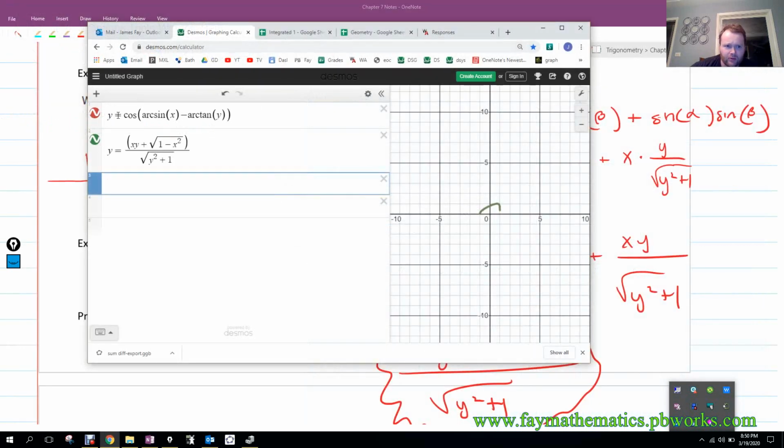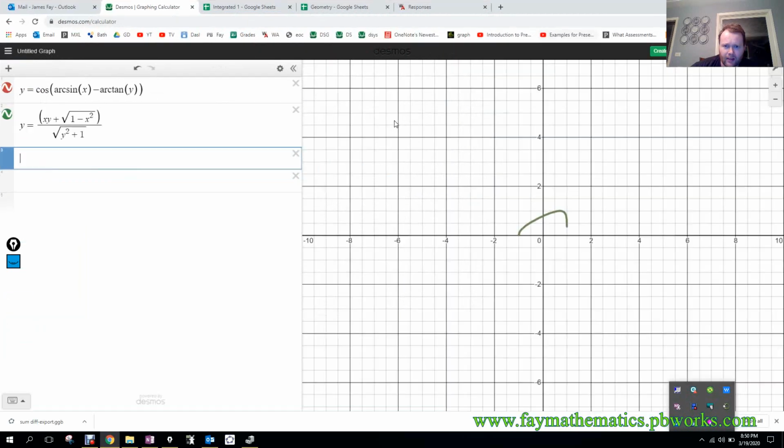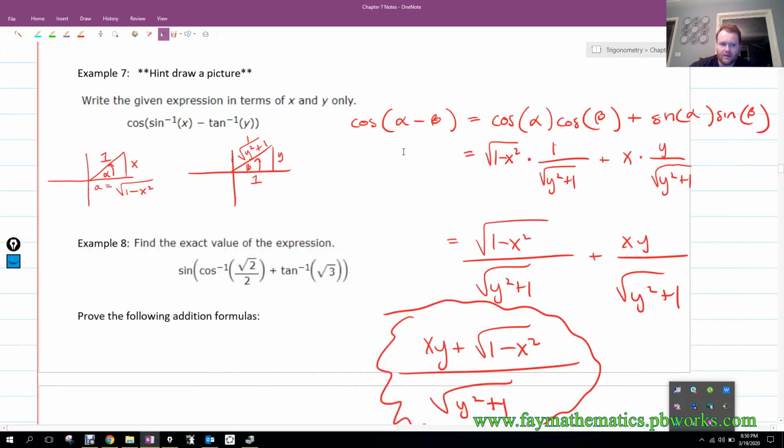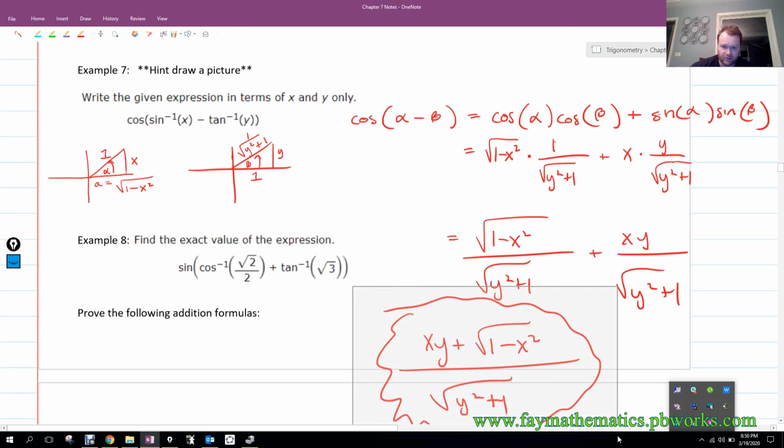You just have to type in y equals, and then Desmos is okay with the implicit nature of it. If I graph the red one, which is what we started with, so y equals that stuff, and then do the same thing for the green one, which is what we came up with algebraically, you see that they are indeed the same curve. Thus, we have demonstrated that one is in terms of sine inverse, tangent inverse, and cosine, and this one is just in terms of x and y.